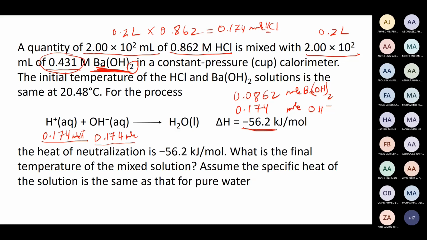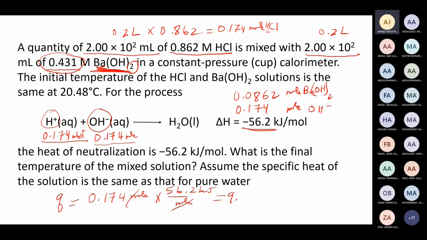Moles times minus 56.2. Q equals what? 0.174 mole. Which one should I take, the H plus or OH minus? Same thing. Clear? And the heat is 56.2 kilojoule per mole. Mole will go with mole, and you have the Q. What's Q? It's 9.689 kilojoule. 9 point what? 689 kilojoule, exactly. That is the heat, Q.